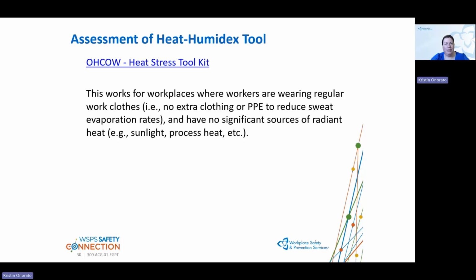This OHCOW tool, if you haven't taken a look at it yet, is there to help support companies that have workers doing what we call moderate or average work, not wearing any excessive PPE, and without any significant sources of radiant heat. So a Humidex-based response plan truly is that. We're looking at the temperature of the facility and the humidity value, getting a Humidex reading, and then comparing that reading to a chart that says at this level, this is the extra break or the extra controls we're going to put into place.